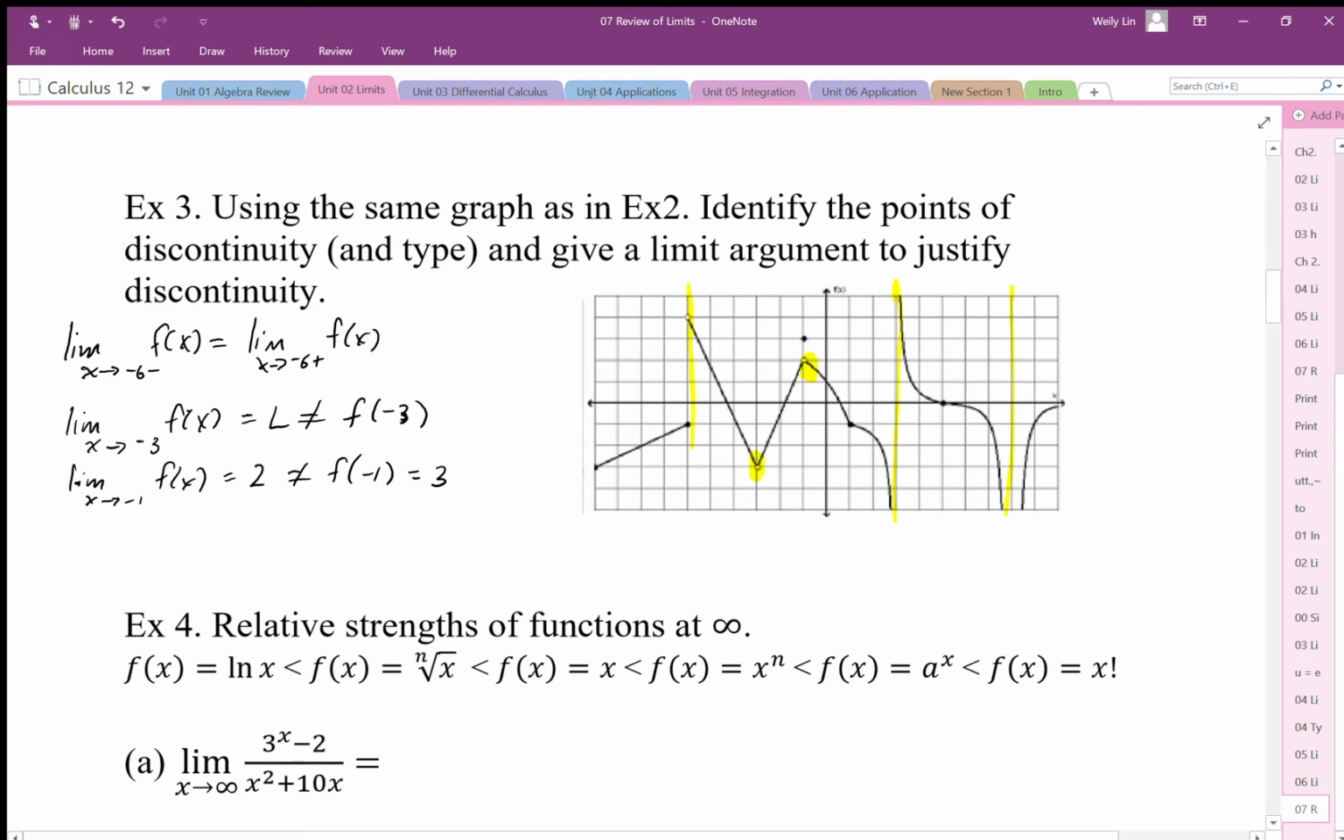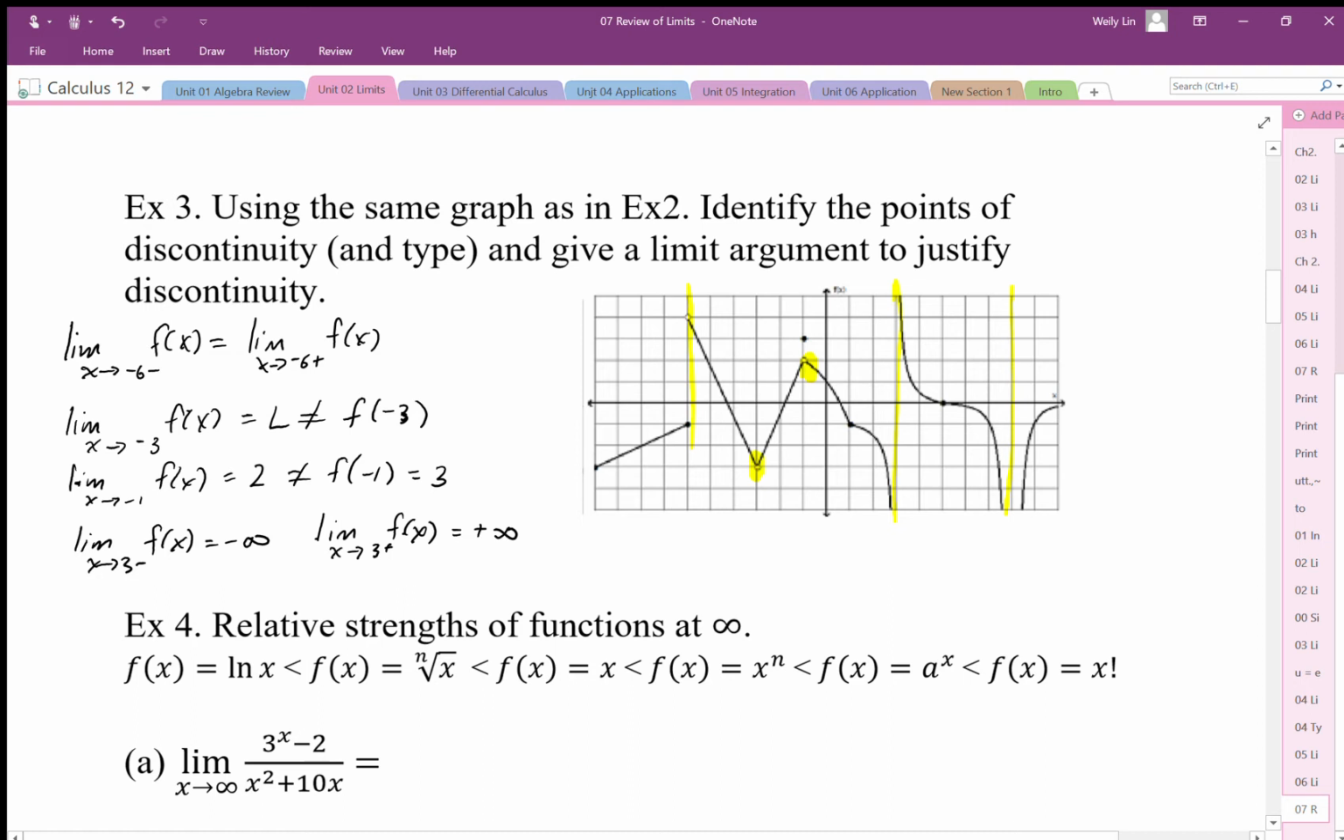So for the infinite discontinuity, we can write it like this. So the left-hand limit as x approaches 3 is equal to negative infinity, and the limit as x approaches 3 from the positive side is equal to positive infinity. Okay, so this indicates that this is an infinite discontinuity.